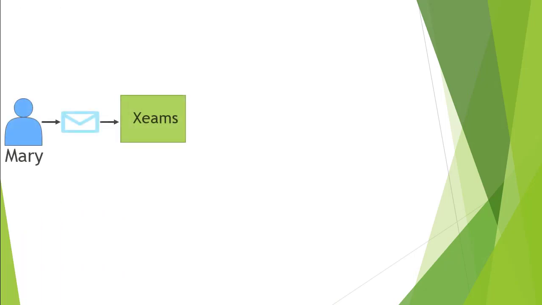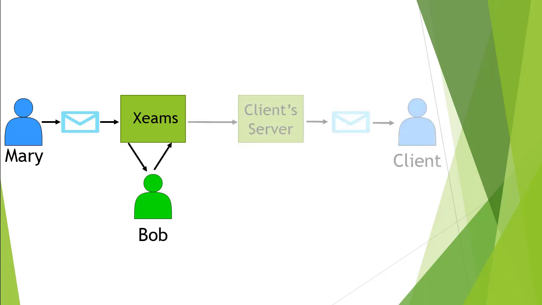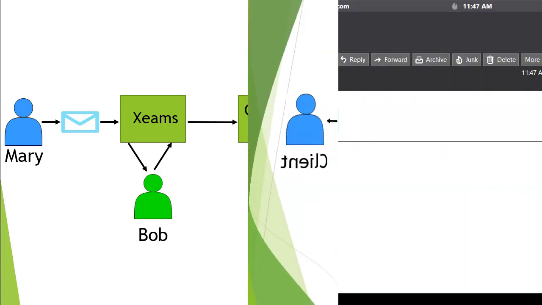The email flow will be the following. Mary sends an email to the client. Instead of delivering the message, Xeams will send an email to Bob for approval. If Bob approves the message, Xeams will send it out. If he rejects the email, Xeams will not deliver it.